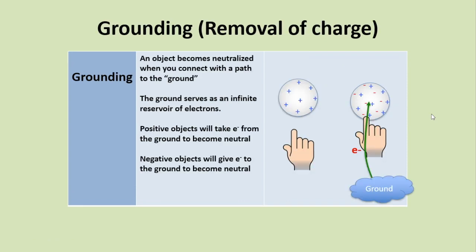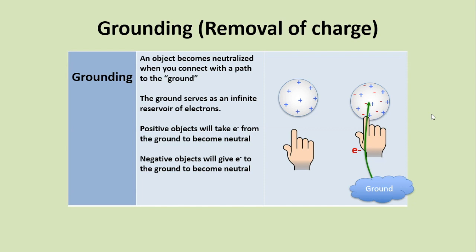Next one I want to talk about is grounding. We're going to say grounding is really the removal of charge. So an object can become neutralized when you connect it with a path to the ground. And the ground serves as an infinite reservoir of electrons.